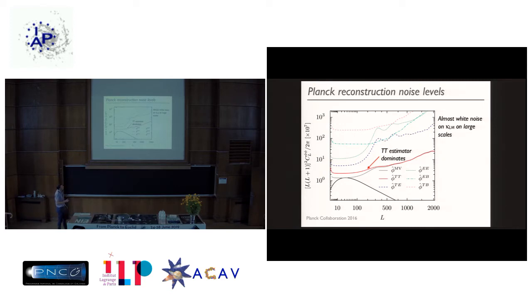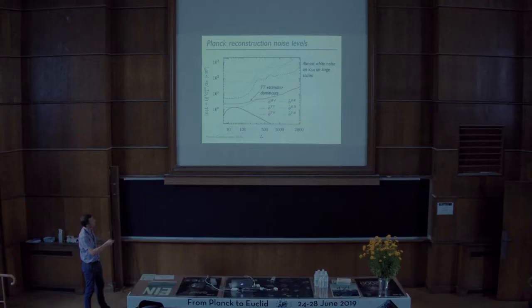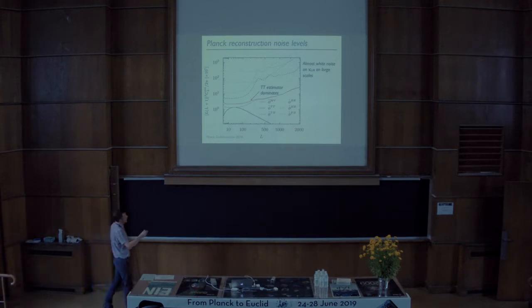For Planck, just because we don't have very much sensitivity in polarization, the temperature-temperature combination dominates. That's this red line. But you can improve things a little bit on large scales by including polarization information as well. The optimal combination of these I'll refer to as the minimum variance estimate, and that's this gray line at the bottom of this plot. If you compare the noise level to the signal, you can see that we're not really signal dominated anywhere, but there's a significant number of modes with signal to noise of order one on large angular scales.